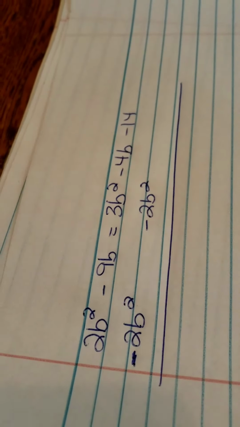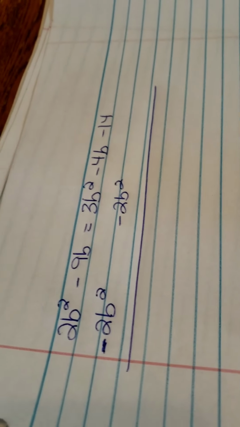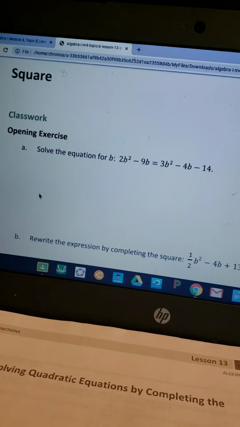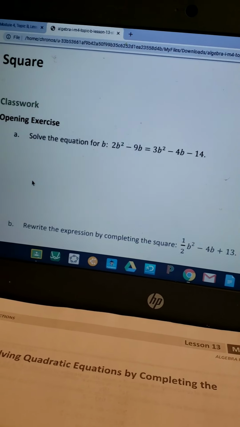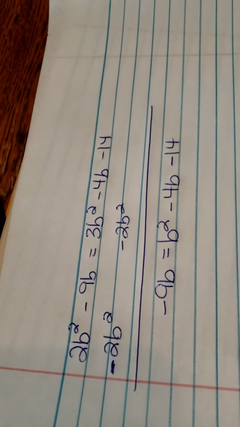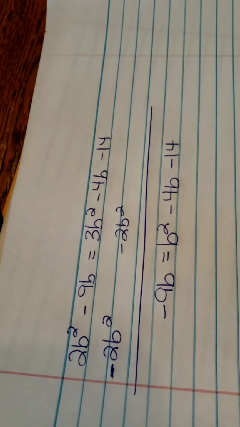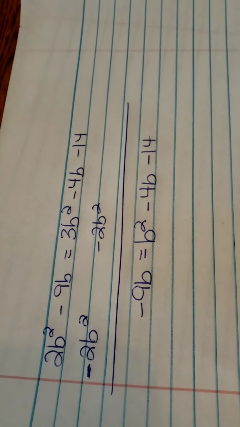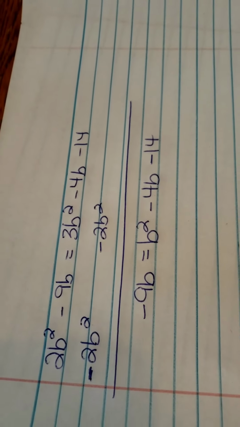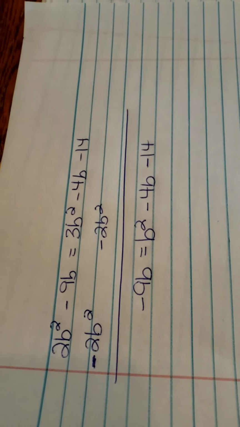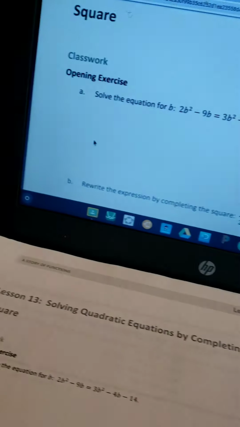All right, and when I remove 2b squared from the left side, I will be left with minus 9b is equal to b squared minus 4b minus 14. Okay, so there's the steps there. Now I would like for the minus 9b to be moved to the right side as well. So it's a minus 9b. The opposite of a minus 9b is add 9b. So I'm now going to add 9b to both sides.